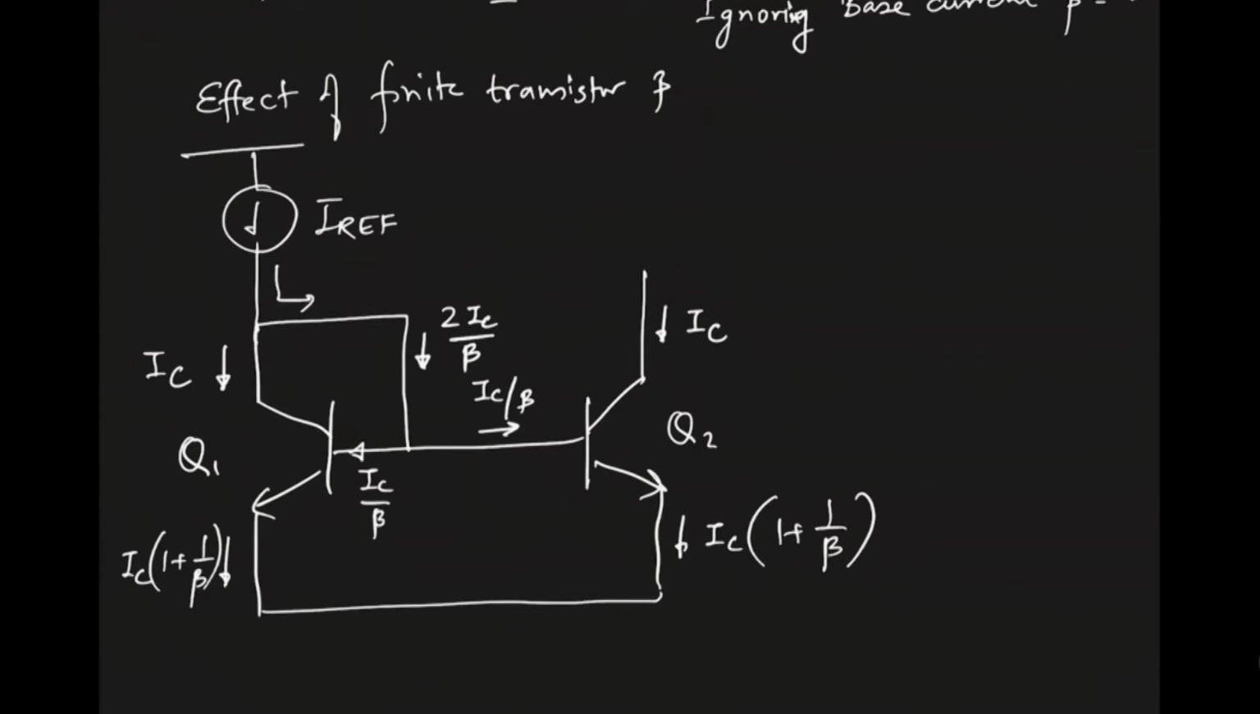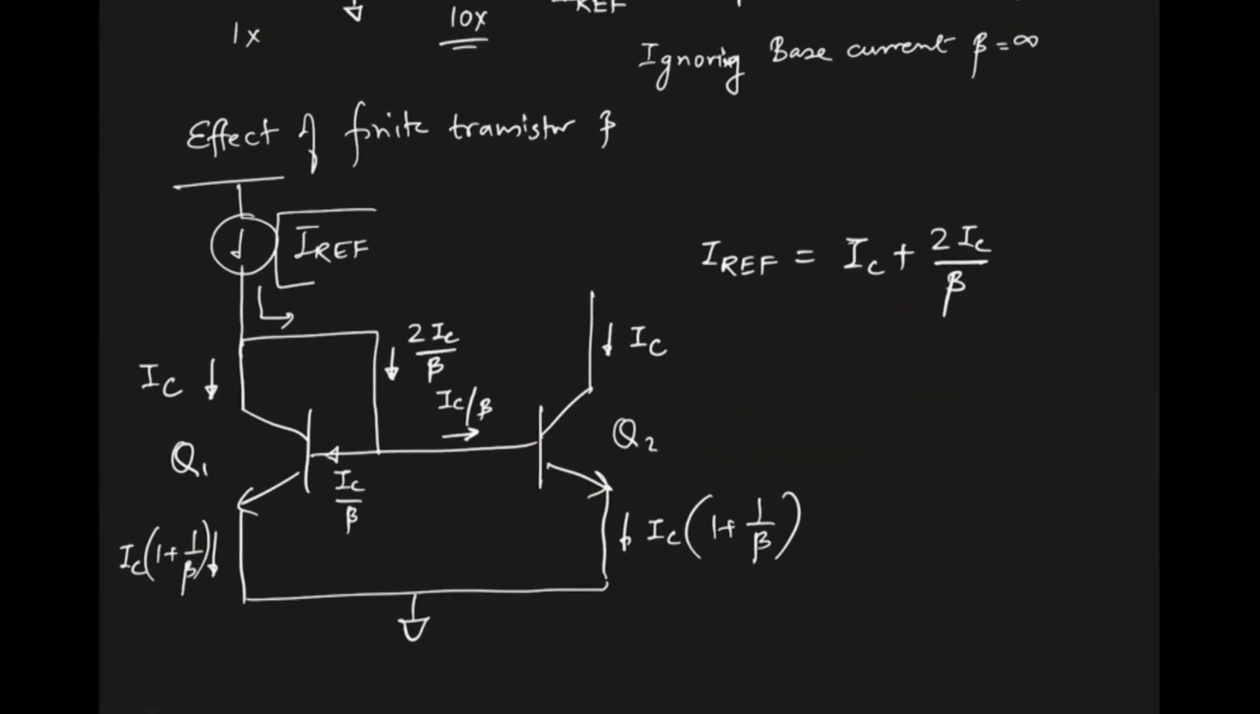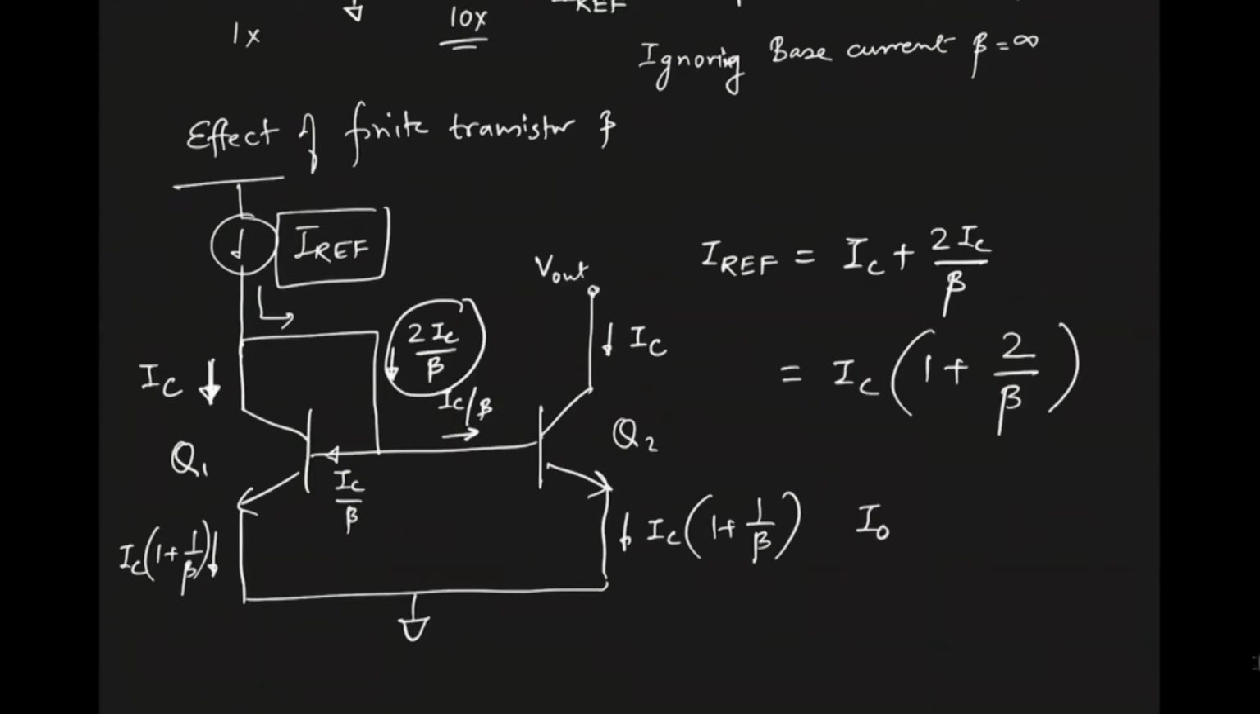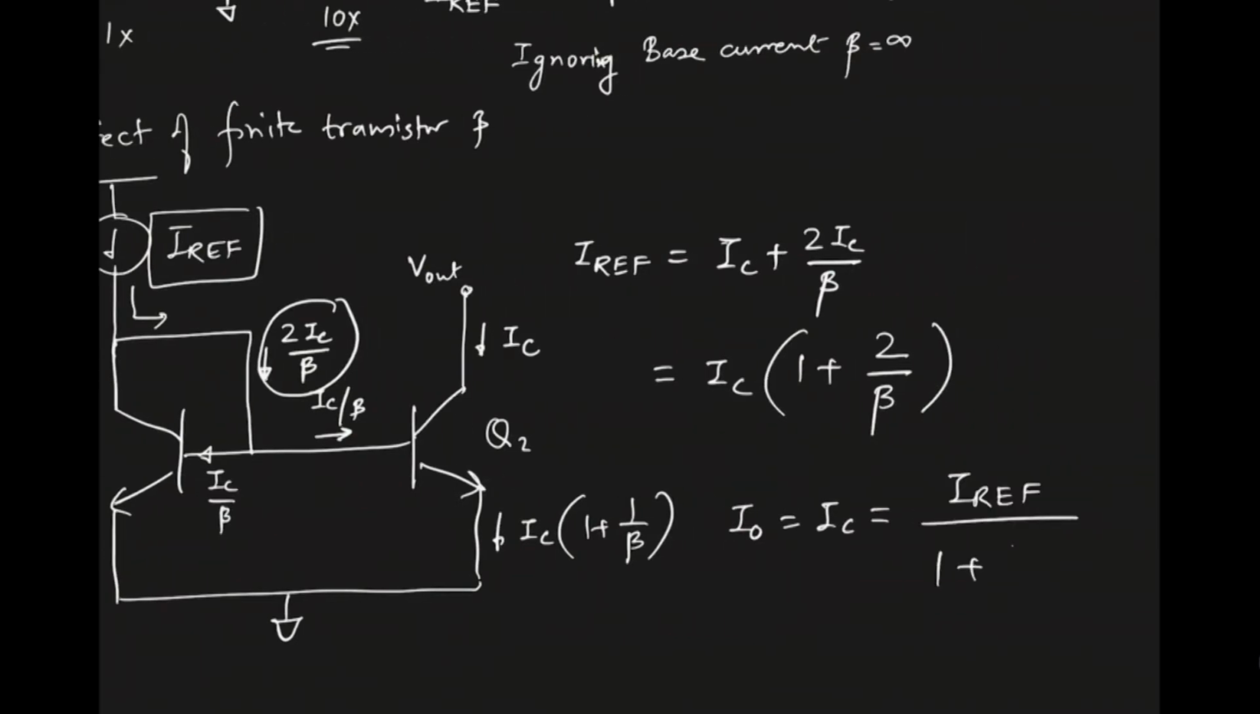So if you look at this as a black box, then on the left side you're putting current IREF, on the right side you're getting IC out. If you look at IREF, that is equal to IC plus 2IC divided by beta. So all I'm doing is Kirchhoff's current law. IREF is here, and here is your IC, and this one is your 2IC divided by beta. Okay, all right. So then this is equal to IC times (1 plus 2 divided by beta). I output, which is IC, is given then by IREF divided by (1 plus 2 over beta).